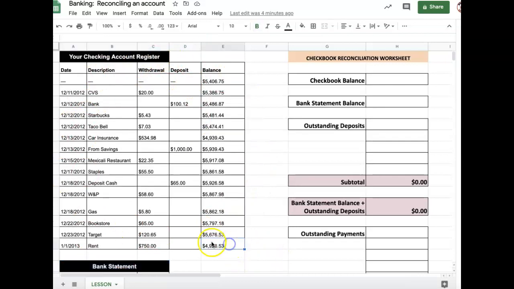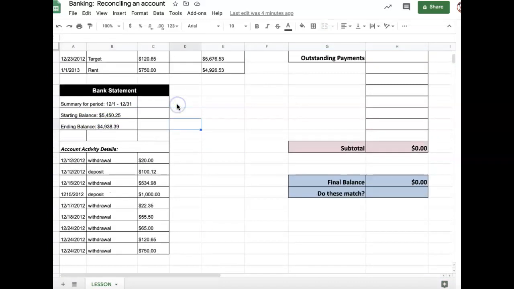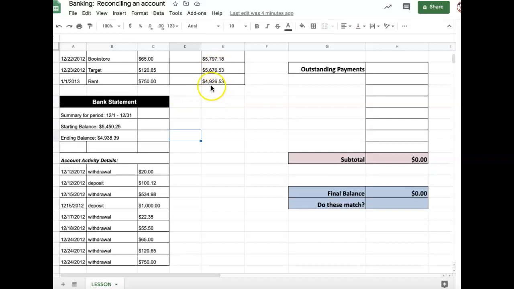But what if your balance down here isn't the same as what they say your balance is here? In fact, if you look at those two numbers, it's 492653 and 493839. That's pretty close. But sometimes it's a lot further apart than that, and you have to figure out why. Your first inclination is to think, oh, it must be a mistake. The bank is lying. I have more money than that. And usually you're wrong, and you figure out through this process where that money is hiding.